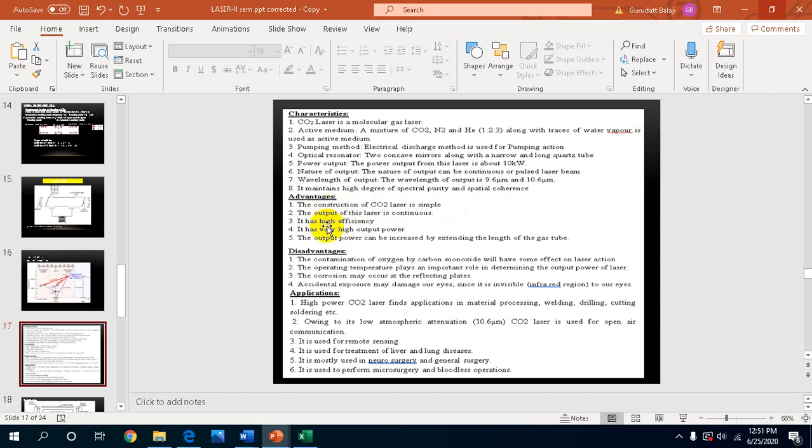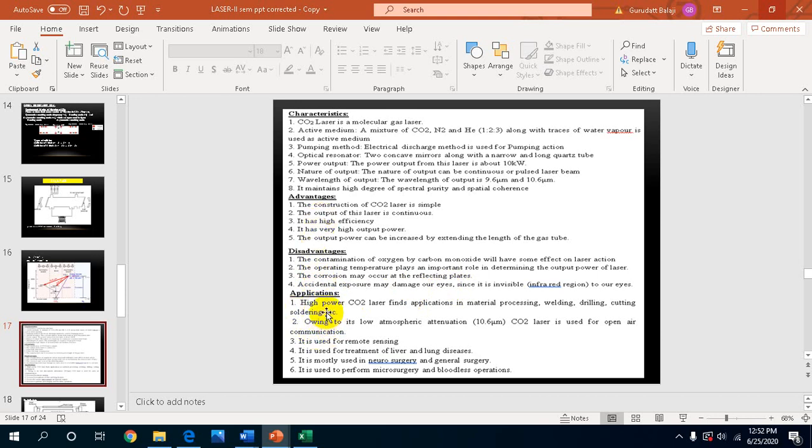The advantages are very simple construction, continuous operation, high efficiency and very high output power, which can be increased by extending the length of the gas tube. Even though advantages are there, minor disadvantages also exist. Contamination by oxygen and carbon monoxide will have some effect on laser action. The operating temperature plays an important role in determining the output power of the laser, and corrosion may also occur due to the reflecting plates. These are some of the disadvantages besides the advantages.